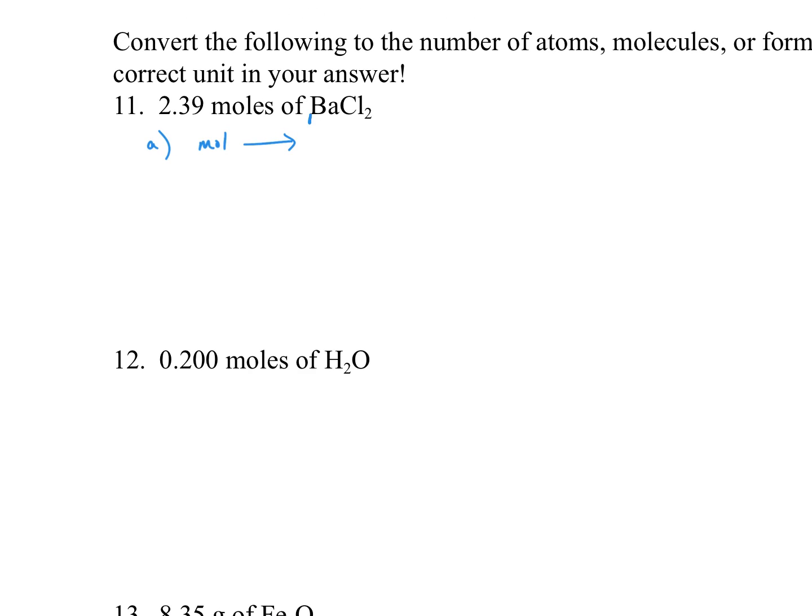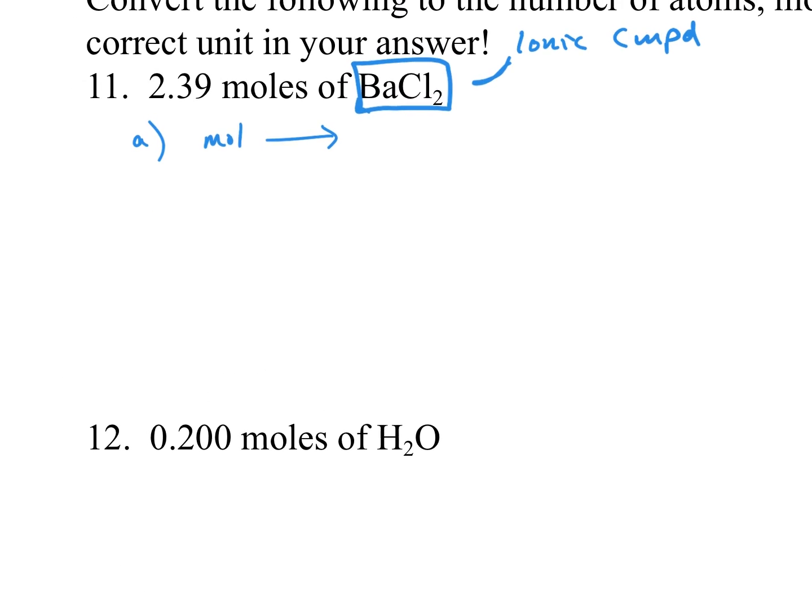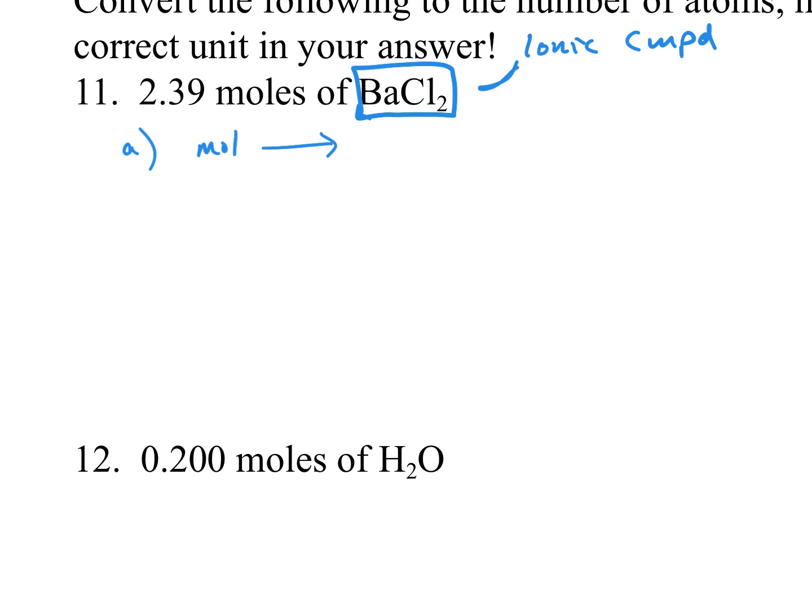And since we're using barium chloride, this chemical right here has a metal in barium and a nonmetal in chlorine. So it's a metal with a nonmetal. That means that the formula is an ionic compound, and the name for the particles of ionic compounds are formula units. So question 11 is asking you to change 2.39 moles of barium chloride into formula units.